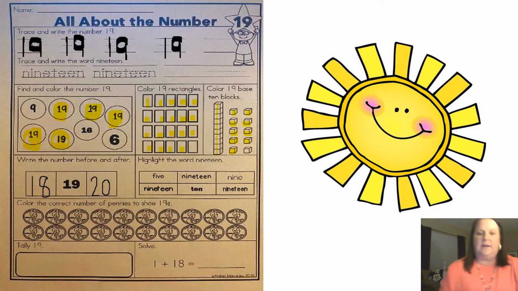All right. In this next block, it wants us to highlight the word 19, which we talked about up there. All you need to do is get your color and color in the word 19.